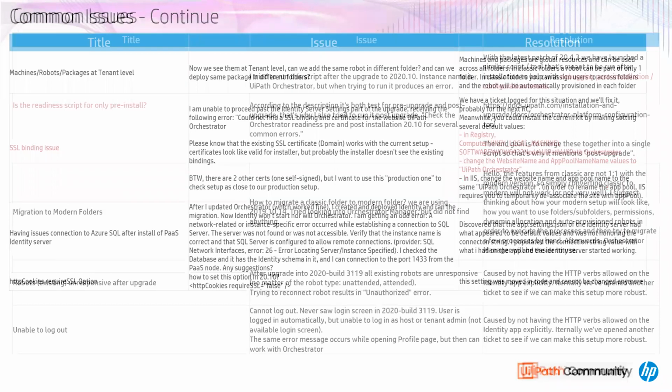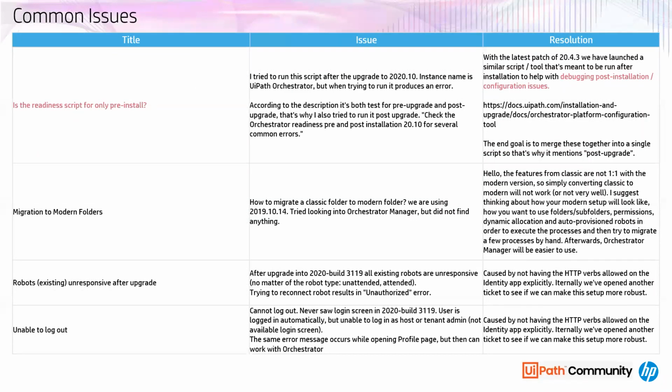A few more are in terms of the readiness script check. Basically, it is not only for pre-install. As I said, there are two scripts you can run, pre and post. Pre will give you certain information, validating .NET Core, your NuGet package path, nlog versions, and all the details. Post will check SSL binding and things like the identity server check. All this will happen with the post script. There are two scripts you can check, and I will definitely share this.